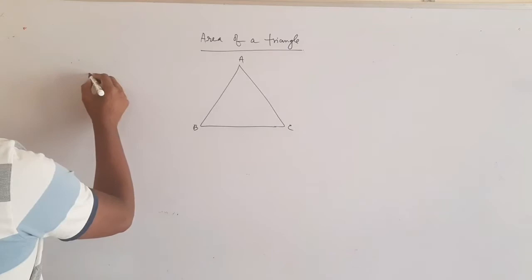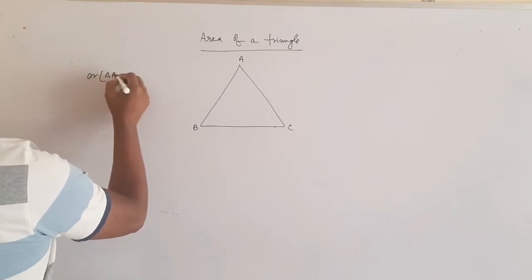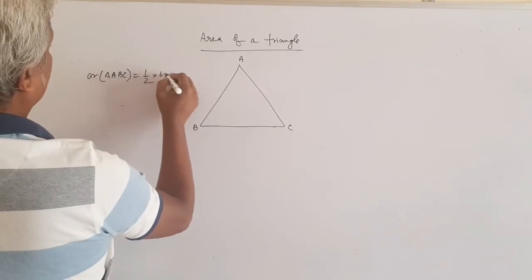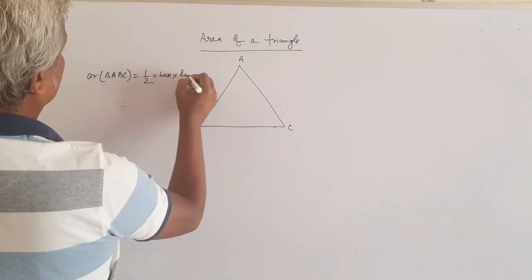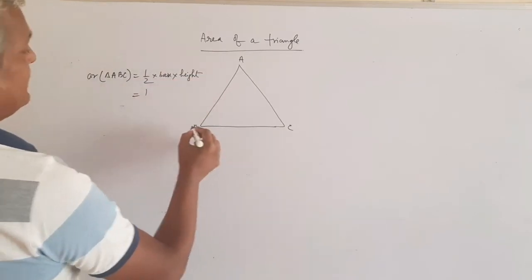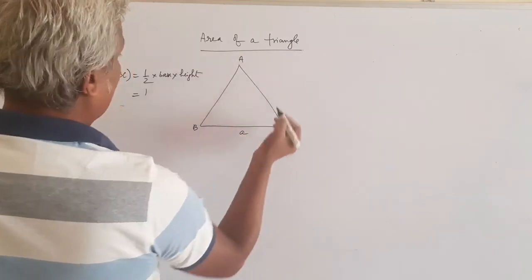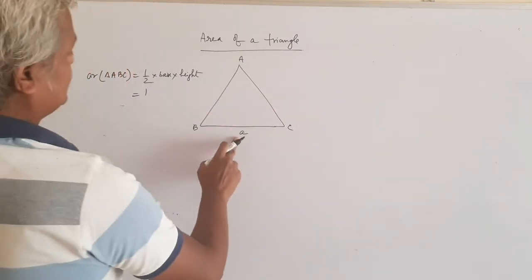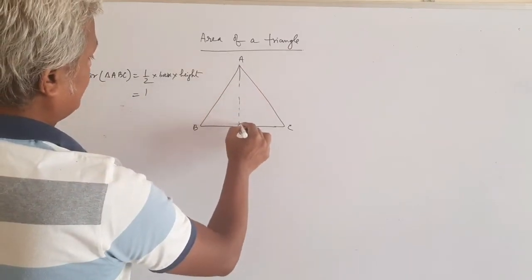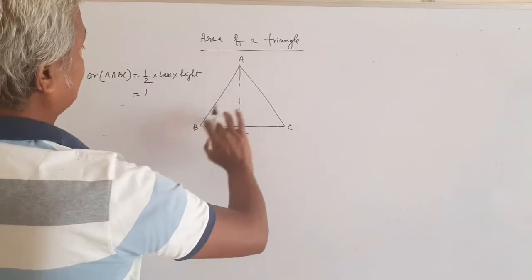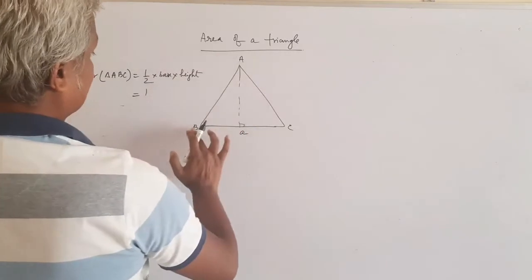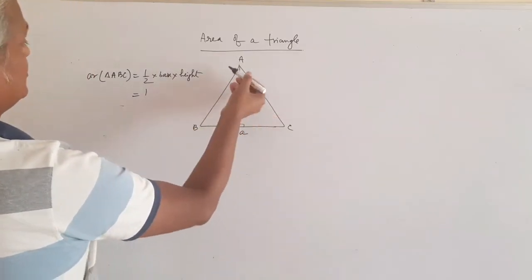ABC, and you know that the area of triangle ABC is half into base into height. In the triangle there are different situations. If you take this BC as the base, then the corresponding height will be this. If you take AC as the base, then you have to draw a perpendicular from B onto AC. And if you take AB as the base, then you have to draw the perpendicular from C onto AB.